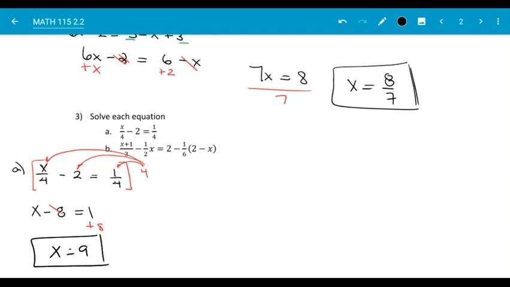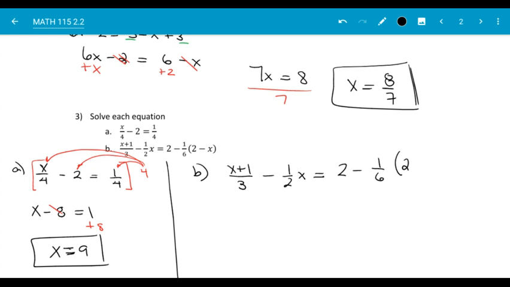X equals 9 is your one and only solution to part A. All right, in part B, we're looking at x plus 1 over 3 minus 1/2 of x equals 2 minus 1/6 of 2 minus x.